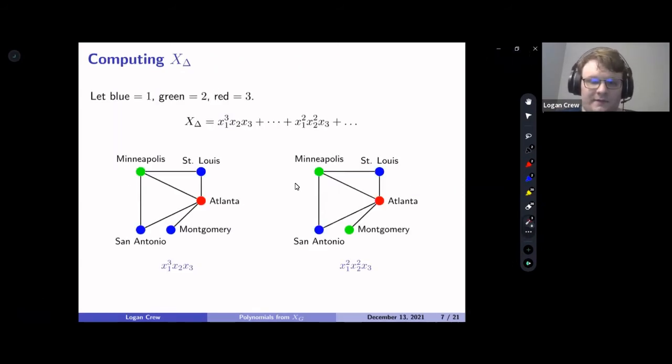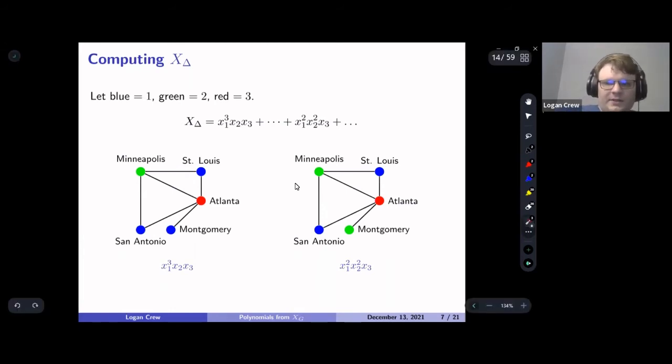And to summarize what I've been saying here, computing X of delta, where delta here is this graph that represents airline routes for a certain airline. And I don't know if this is out of date because I've been using this graph as a running example for a little while, but it might or might not be. But in any case, in this graph, here are 2 different proper 3-colorings. And notice that they give rise to different terms in terms of different types.